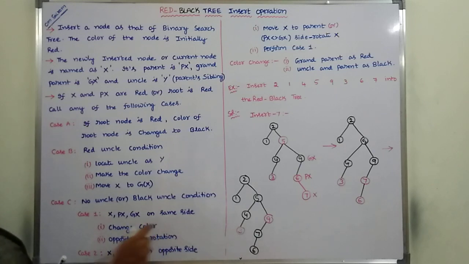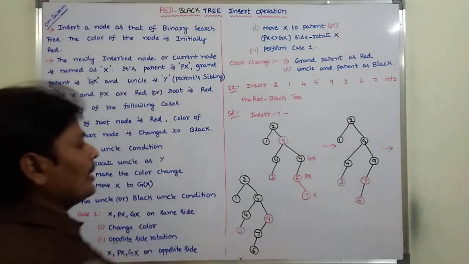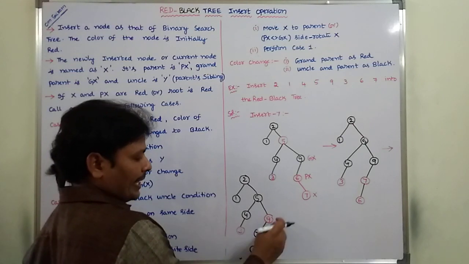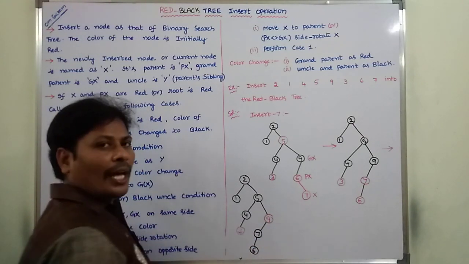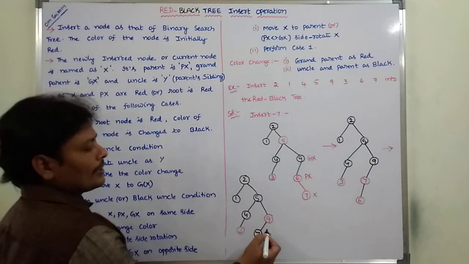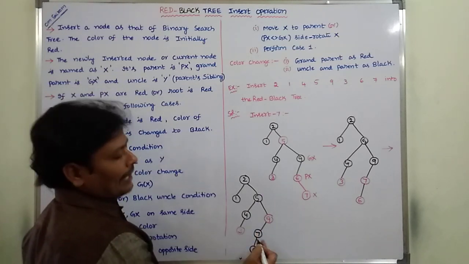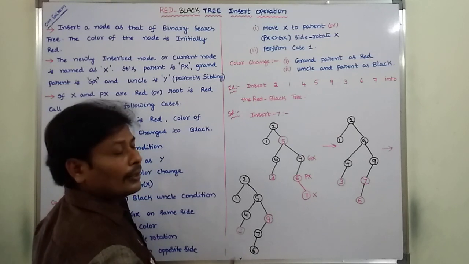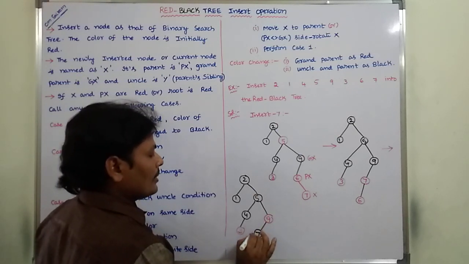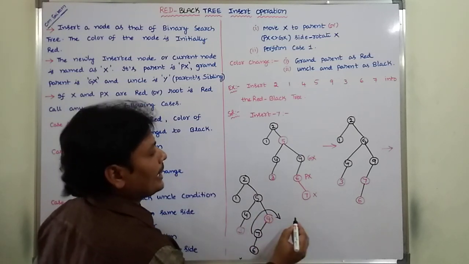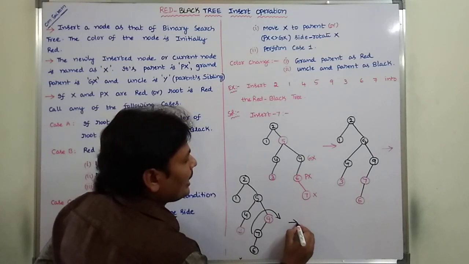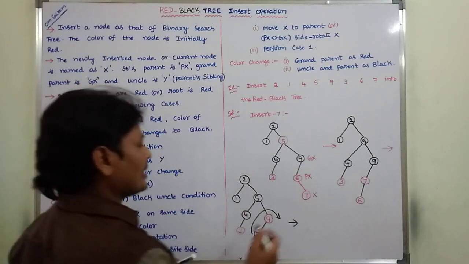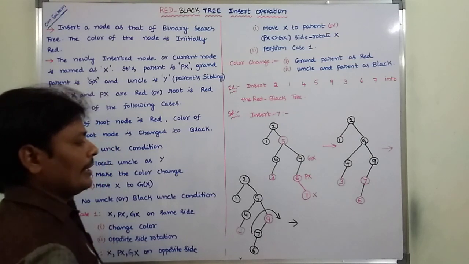Next, change color is completed. Next, opposite side rotation. Okay, so these are on the same side. We have to perform the opposite side rotation. So this is left is there. Then we have to move right rotation. Okay, so now we have to move right rotation. So then we are getting this step. Finally, these steps we are getting.